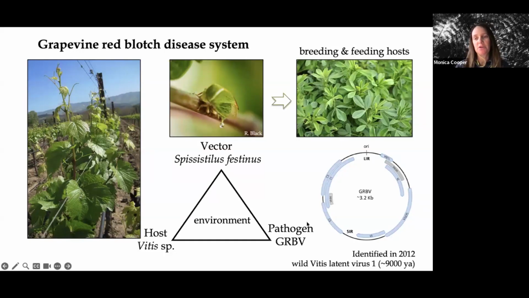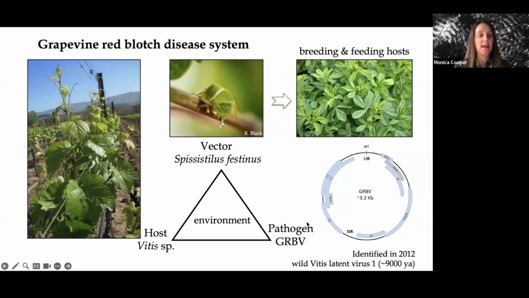The pathogen that we're talking about is grapevine red blotch virus. It's a double-stranded DNA virus that infects grapevines. It was first identified in California in 2012, but we know from herbarium specimens and other anecdotal observations that it has a long history in California. In fact, there's even the suggestion that this virus evolved in California from a latent virus that is found in our native grapes, Vitis californica.